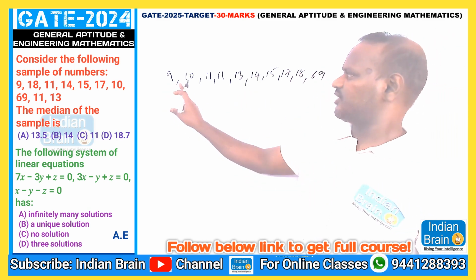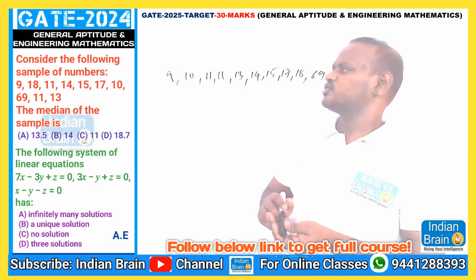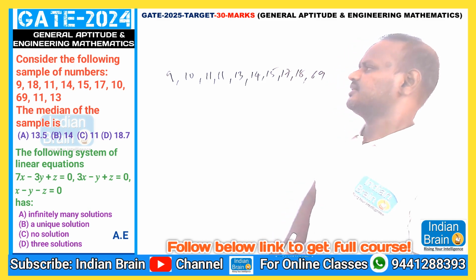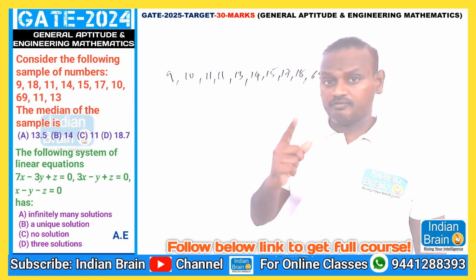So actually how many numbers are there? 1, 2, 3, 4, 5, 6, 7, 8, 9, 10. 10 numbers are there. So what? Even though we need to find the mean, right? But if you go for mean... not mean, you want median.